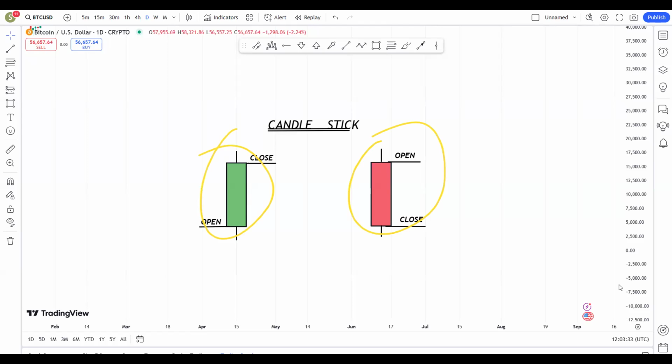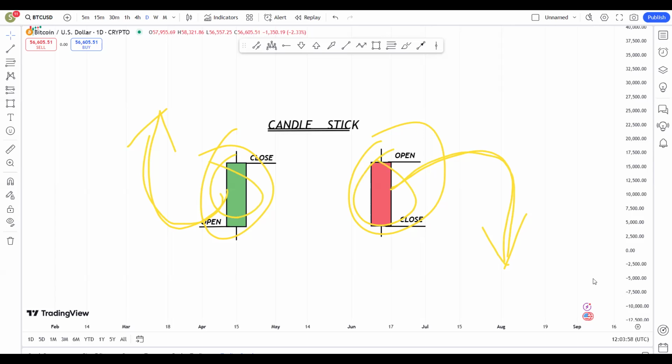Now, a green candlestick simply means buy, and the red candlestick simply means sell. Like I said, most traders can use whatever color they want. I can change this green candlestick to black, or to white, and I can change this red candlestick to yellow or whatever color I want to use. But the default colors are green and red.